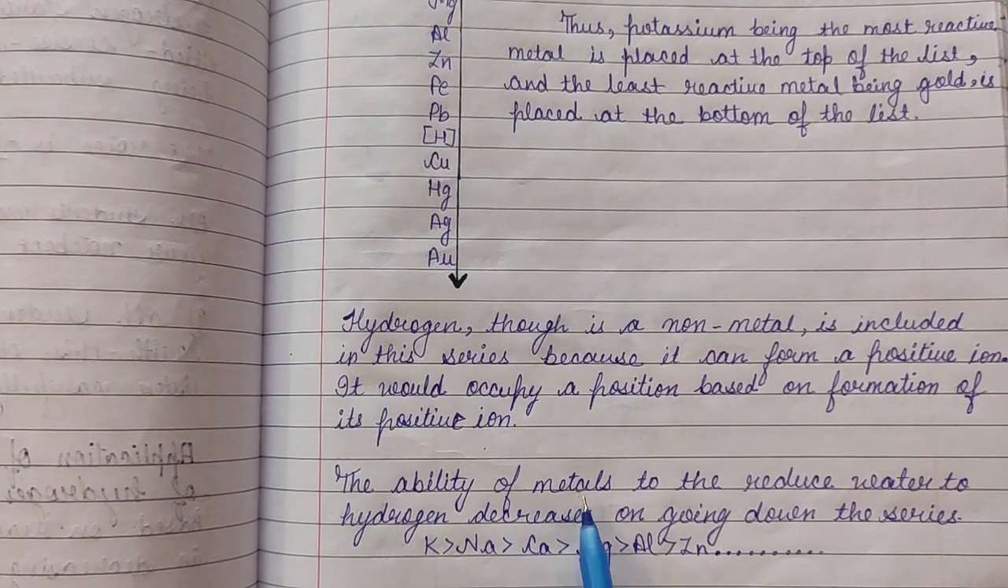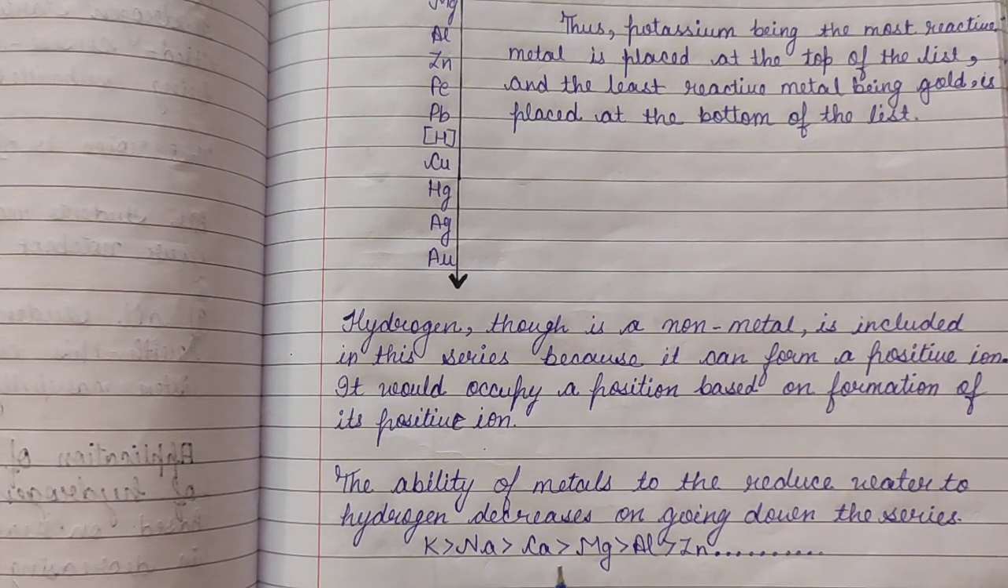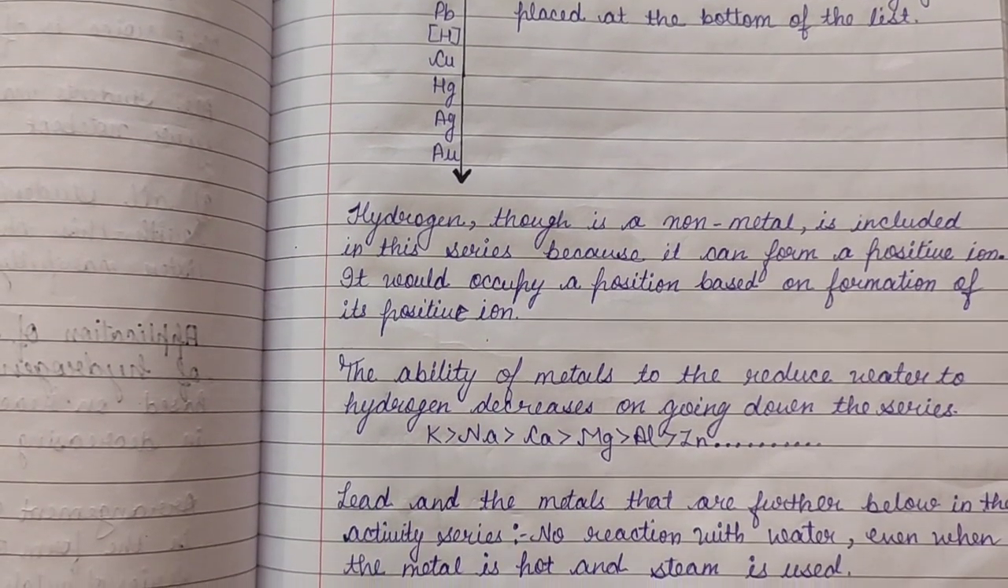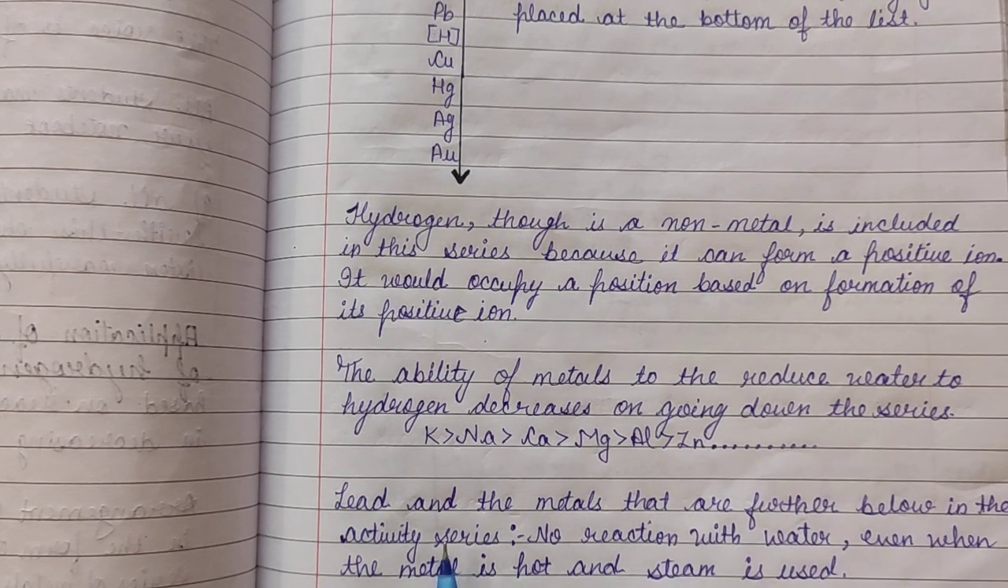The ability of metals to reduce water to hydrogen decreases on going down the series, as you may observe in this series on page number 2 of the notes, which is sent on 18th January 2021. Lead and the metals that are further below in the activity series show no reaction with water even when the metal is hot and steam is used.